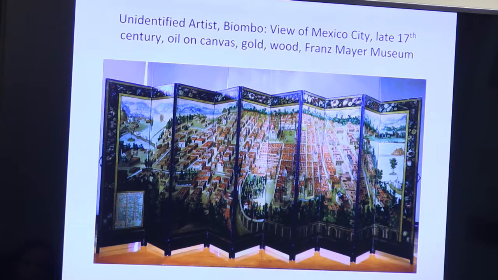But throughout the entire colonial period, throughout the 19th century, Mexico City was surrounded by lake. Okay, but it was connected to the lakeshore. And here we see an aqueduct. The Aztec had built the aqueduct.